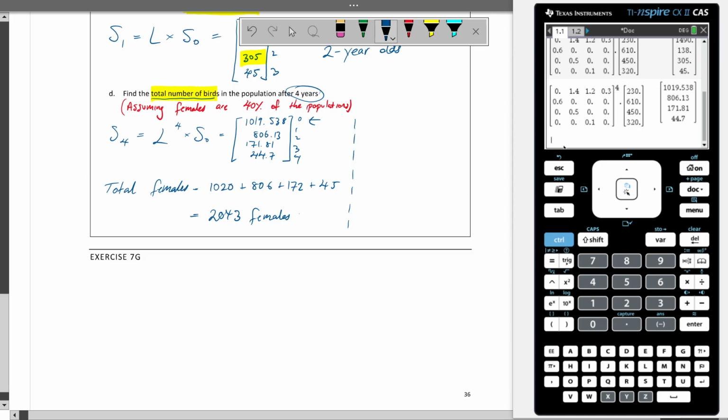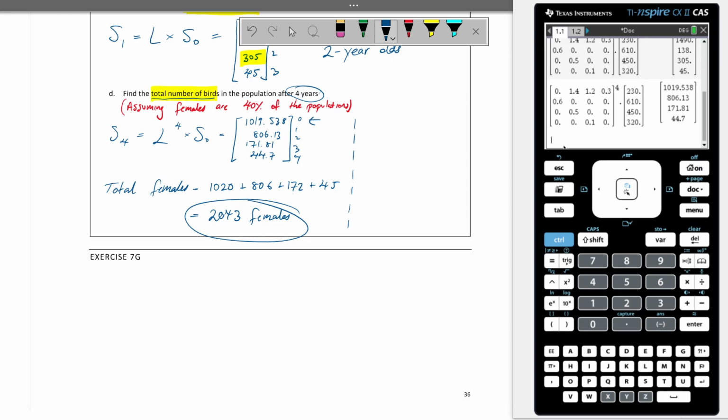So if I know that this represents 40% of the total population, how can I find what the total population is? Well, this is where we're going to use our solve on the calculator. We know that 40% of the total, so I'm going to write T for total, is 2043. I could put it into my CAS and go, let's solve 0.4 times T is equal to 2043, comma T. And that's going to tell me that my total is going to be 5108.